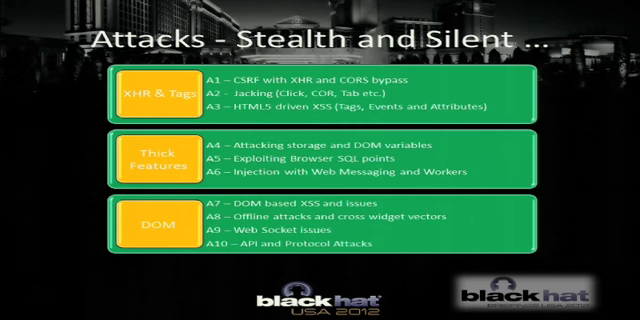These are the top 10, which may evolve over a period, and maybe several different attack vectors would come out. But I have dissected them into 3 categories. The first is XHR and tags: CSRF with XHR and CORS bypass, jacking, HTML-driven XSS. Then thick features like attacking storage, DOM, exploiting browser SQL, injection with web messaging and workers. And then the DOM-centric attacks, which are DOM-based XSS, offline attack, cross widgets, WebSocket issues, and interestingly, the last one is abusing several different APIs altogether. So these are the attack vectors which we are looking at.